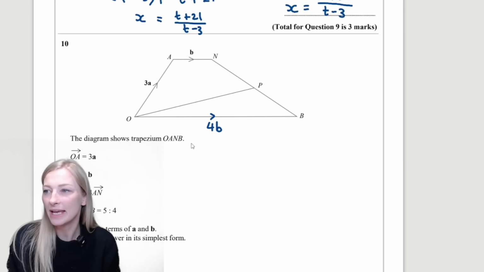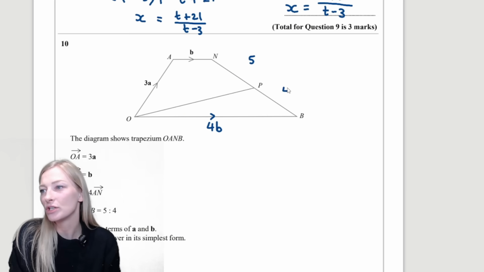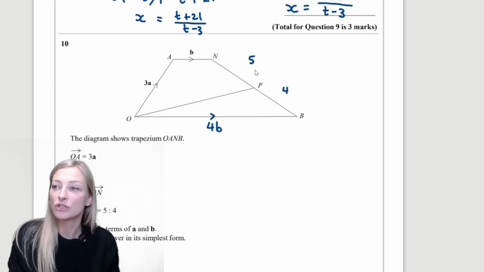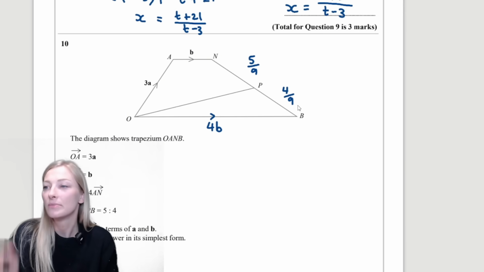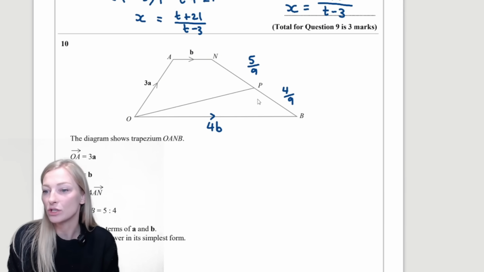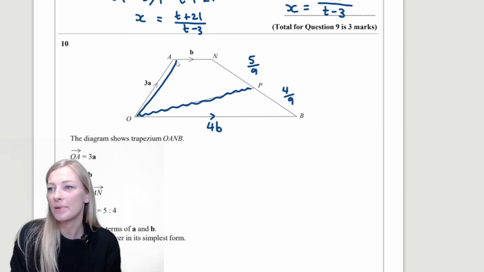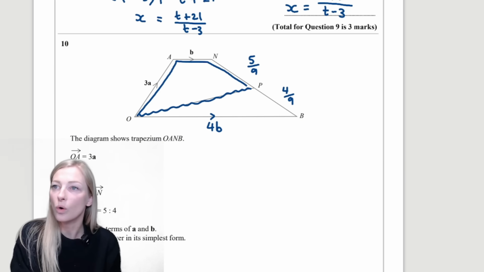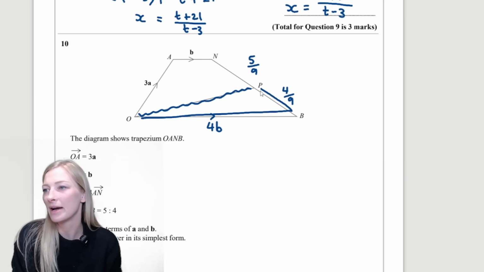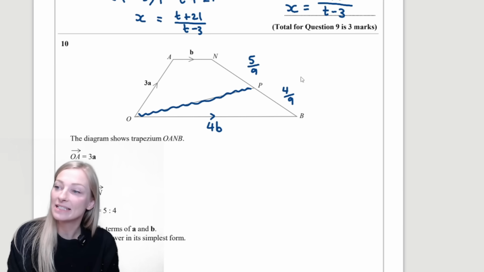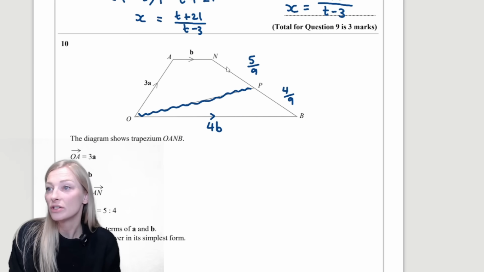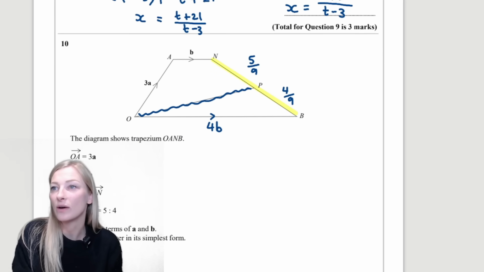It says N to P, P to B is in the ratio 5 to 4. So I'm going to straight away make that 5/9 and 4/9, because that's what fraction of the line we have on each part. Okay, now we've got to find O to P. In order to get from O to P, I either need to go up here, across here and down, or I need to go along the bottom and back up. But either way, it's using the vector N to B, which at the minute I don't have. So this is what we're going to start by working out, N to B.